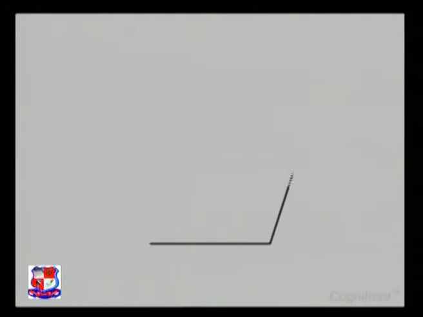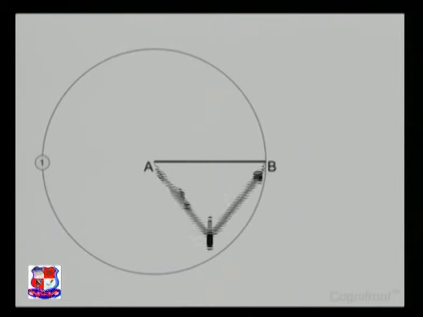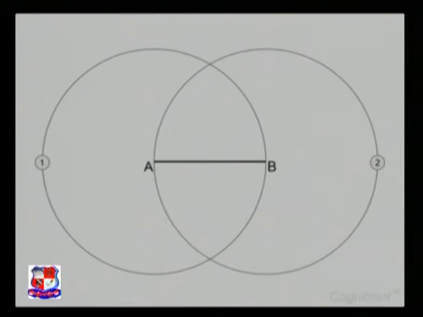Now let's draw a pentagon of side length equal to 30 mm. First we'll draw a line AB equal to 30 mm. Draw a circle with center as A and radius as AB. Similarly, draw one more circle with center as B and the radius as AB, cutting circle 1 at C and D.